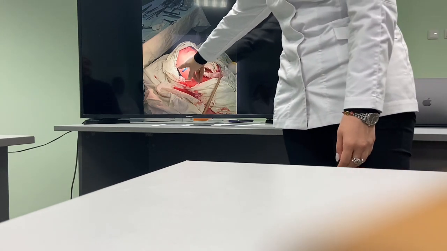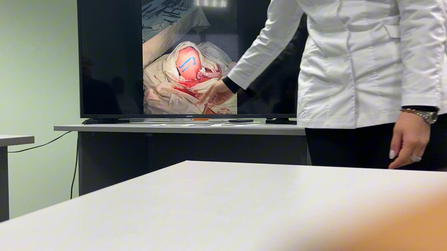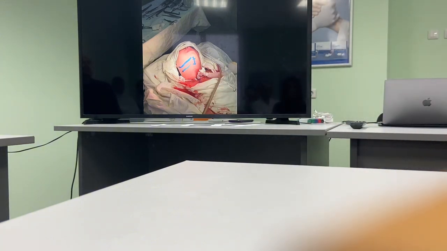What is it? What do you think? It's markers for the opening of the abscess. This is planning, yes. It's the markers for the planning of how the abscess will be operated. Why do we have two lines there?